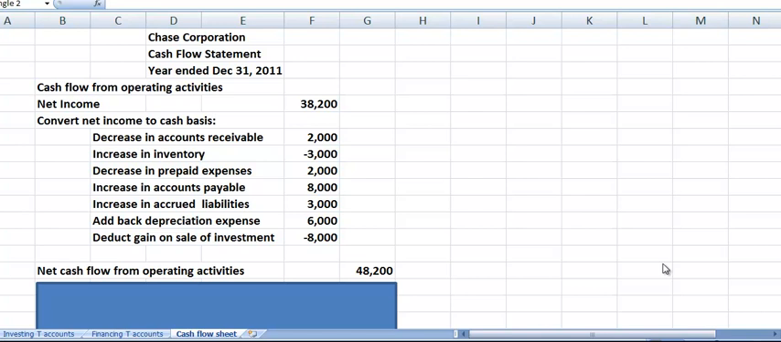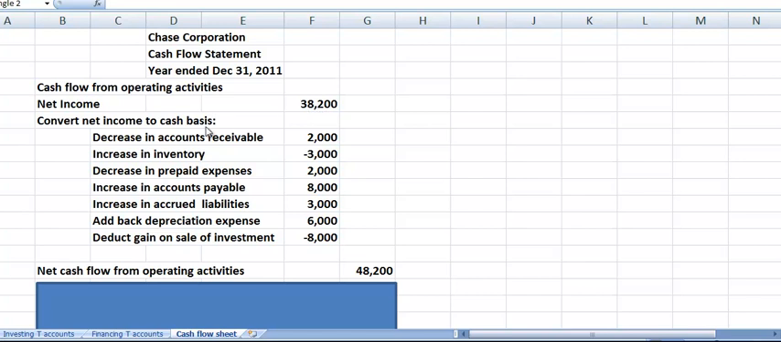It would be best if you printed the data in the question so that you can follow along with the video solution. Now you know that using the indirect method we always start with net income when calculating cash flow from operating activities, and in our question it was given to us as $38,200.